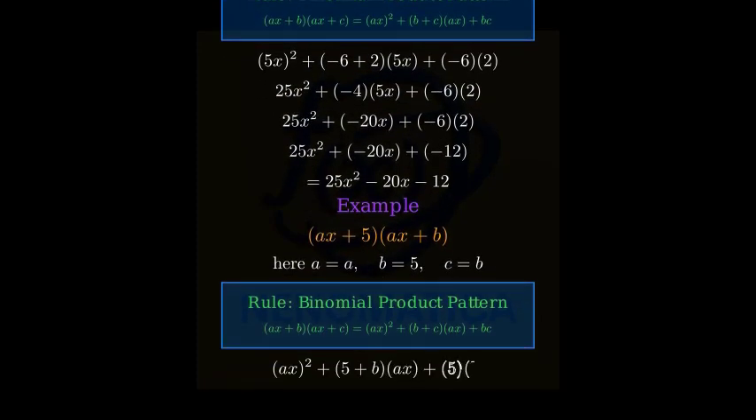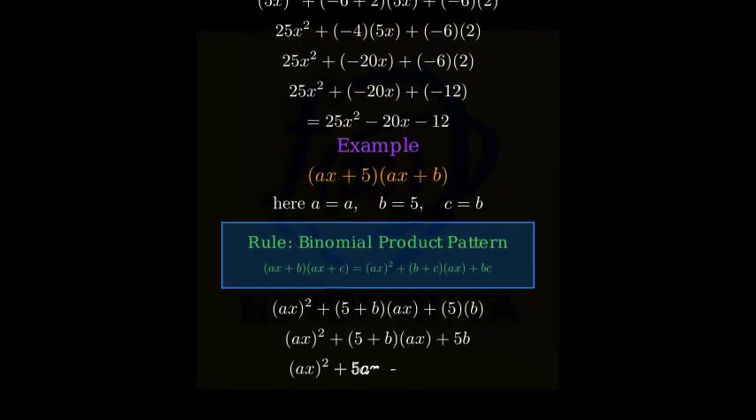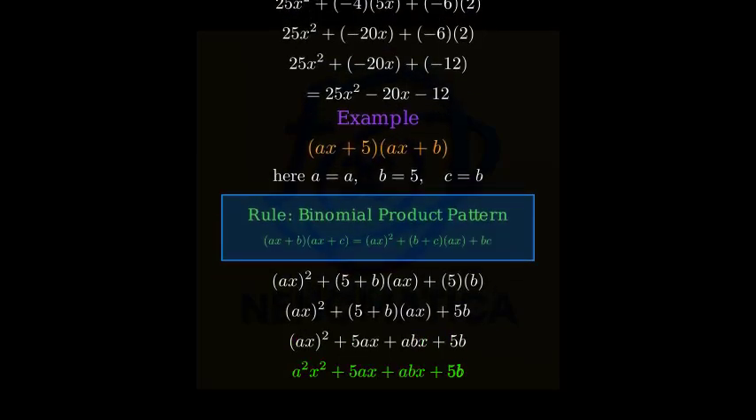First, we compute ax squared, which is ax squared. Next, we calculate b plus c, which is 5 plus b. Then we multiply 5 plus b by ax, giving us 5ax plus abx. Finally, we calculate b times c, which is 5 times b equaling 5b.